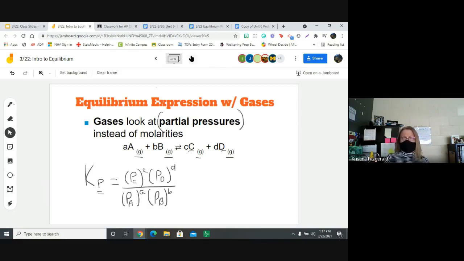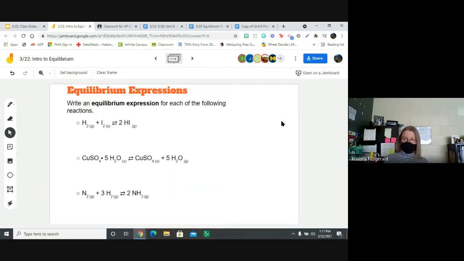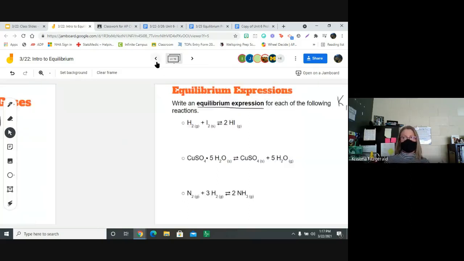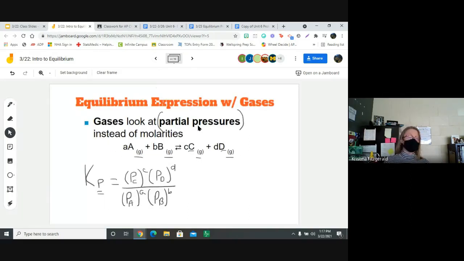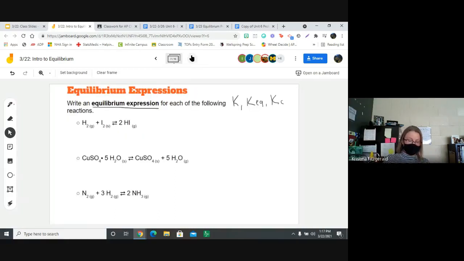Okay, if I go too fast at any point, just yell at me and I'll slow down. Let's do a couple of examples, just writing this out. It says here, write an equilibrium expression for each of the following. Since it said equilibrium expression, I'm going to assume it's K, Keq, or Kc. I'm going to write it in terms of the concentrations of things. It didn't say anything about Kp or pressure, so I'm going to write it with brackets for everything.